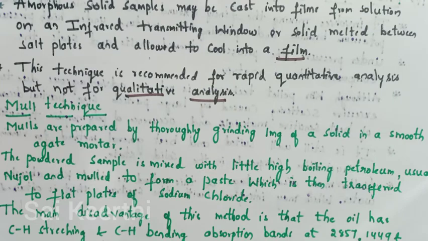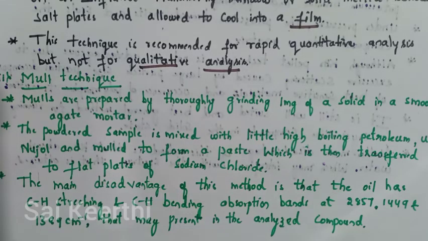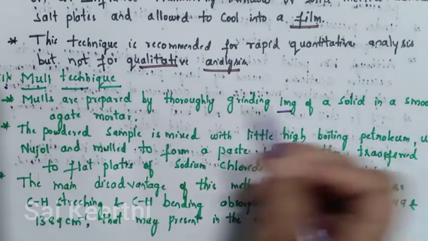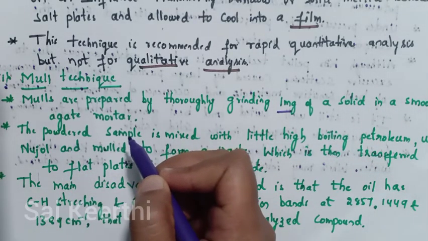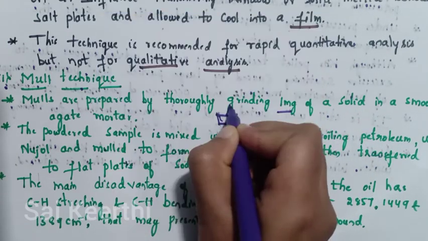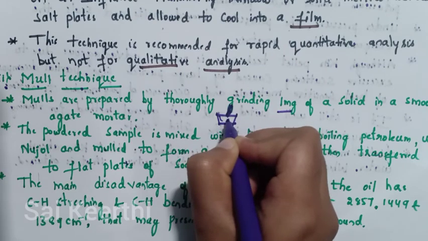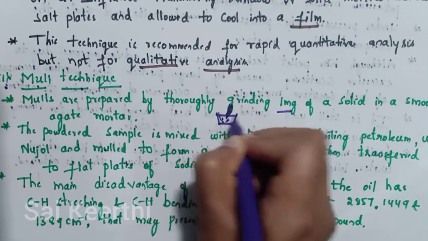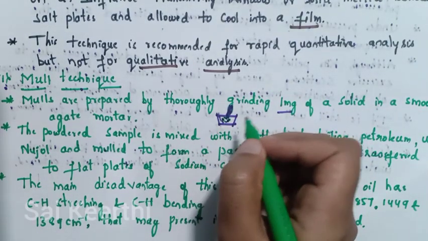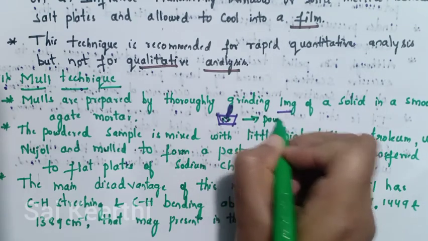Now coming to the mull technique. Here the most convenient and routine method. Let's study about the mull technique. Here mull is nothing but making a paste. Now let's read the first point. Mulls are prepared by thoroughly grinding 1 mg of solid in a smooth edged mortar. See the image of the edged mortar. This is the edged mortar and here is a pestle, and in this the solid sample is taken and ground smoothly. Here we will get the powdered sample.